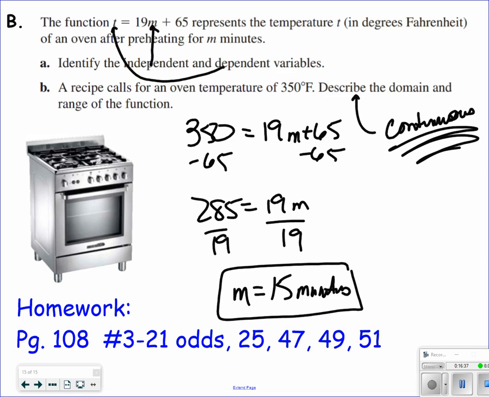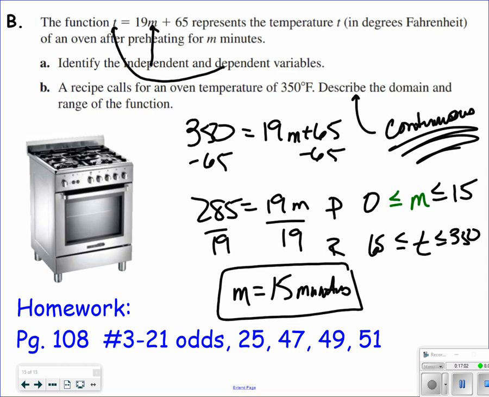And so I'm going to actually do the domain though. So the x values, or in this case, the minutes. So if I don't turn the oven on at all, to 15 minutes when it actually gets to 350 degrees. The temp, now this is an interesting one. When I plug 0 in, the actual temp inside the oven is 65 degrees, and I want it to get up to 350 degrees. So that is the domain and the range. Again, we're not going to ask that question necessarily on our test or a quiz.